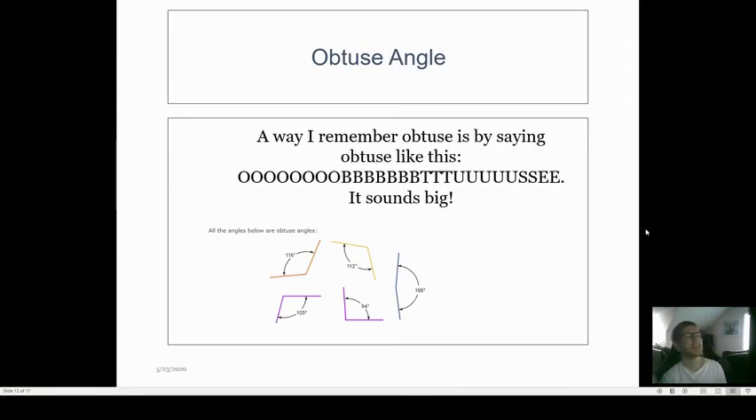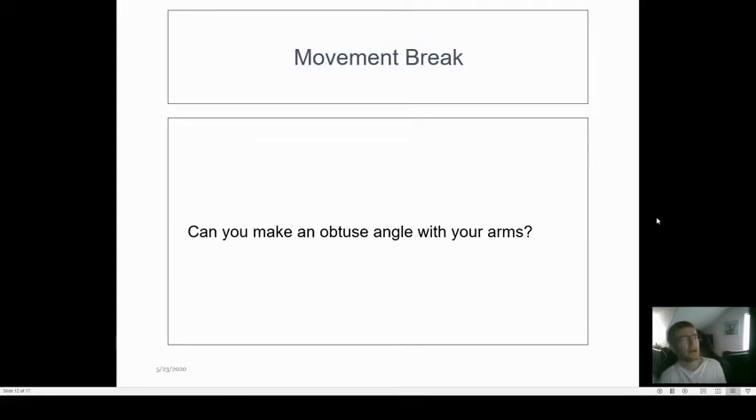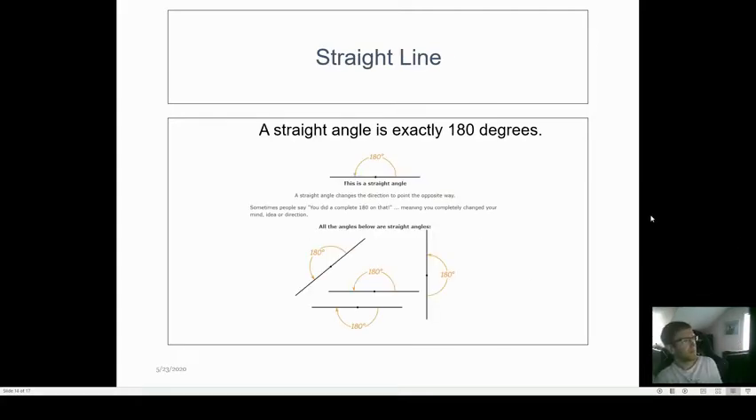The way that I remember obtuse is by saying obtuse like this, obtuse. It sounds big, all right? Cute, small, obtuse, big. Okay, can you make an obtuse angle with your arms? It could be something maybe like this. Kind of big. Something like that.